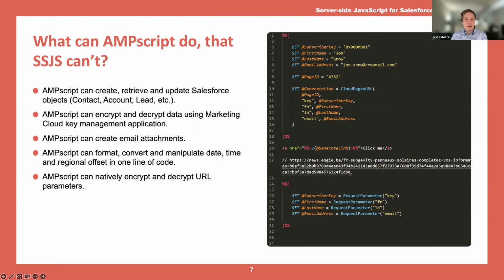And to retrieve those parameters from the URL, you don't need a function or method that says decrypt this particular parameter. No, you just use a regular request parameter method in Ampscript, and it will decrypt it automatically. So you don't have to do extra work. So that is it. And that's going to be the next chapter.